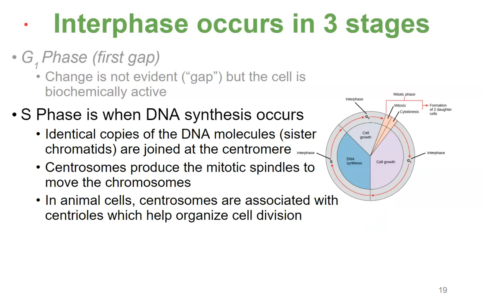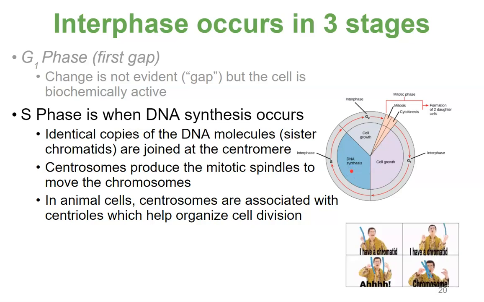The next phase is called S phase, which is short for synthesis. And this is when we are going to copy the DNA. So we're going to go from a single chromatid to sister chromatids here in this phase. So just like this. So you have a chromatid, and then there's a chromosome. So we're going to have a chromatid, we're going to make a copy of that chromatid, put it together, it's a chromosome.